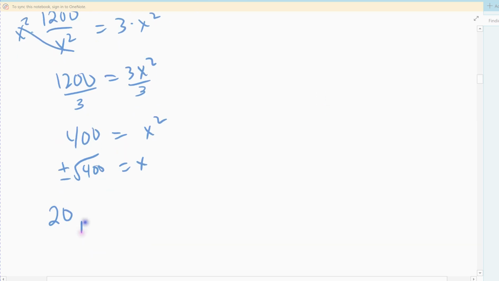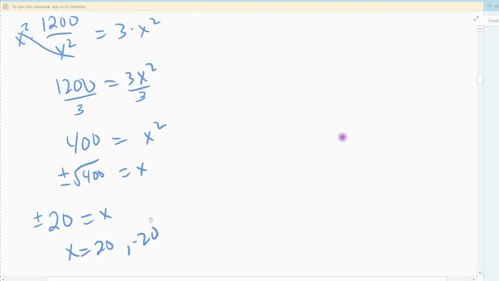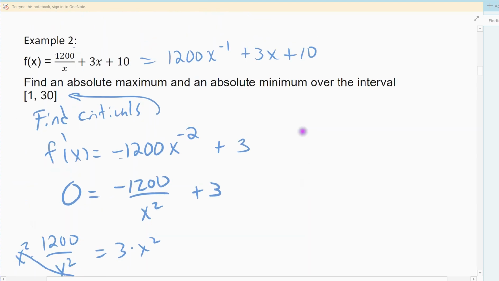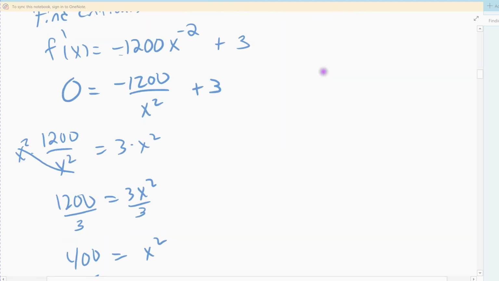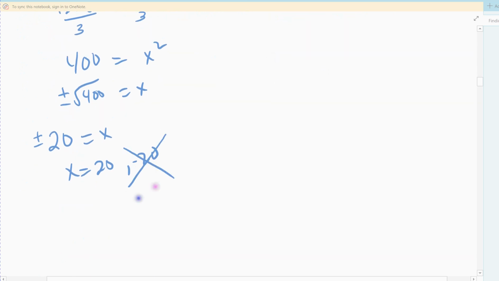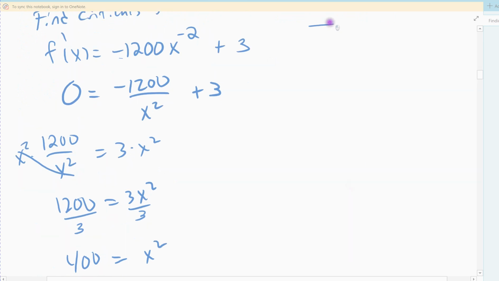And so I get a negative 20 and a positive 20 as my possible critical values. So I get 20 and negative 20. But remember, I only want the criticals between 1 and 30. So that's an extra one I don't want. I only want to keep the 20. That's the only one from 1 to 30, so that's the only one I'm keeping. Then the test. Remember the test.